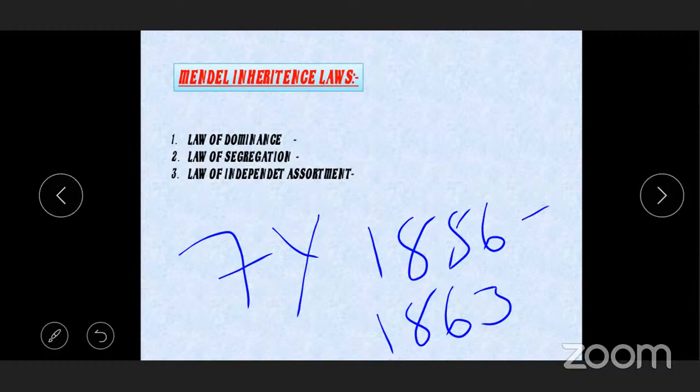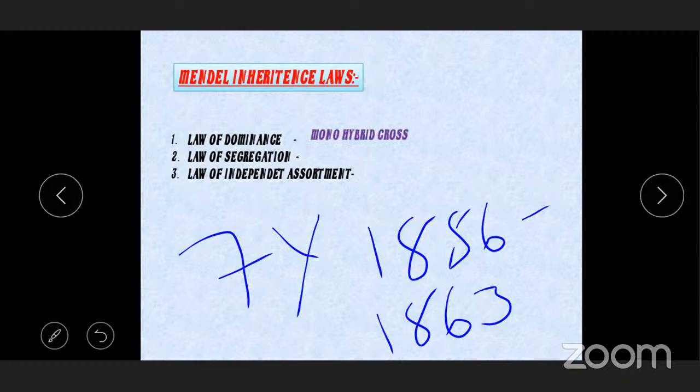Based on his experiments, Mendel proposed 3 inheritance laws. Those are the law of dominance, the law of segregation, and the law of independent assortment. How many laws are there? 3 laws. Who proposed these 3 laws? Mendel. These 3 laws are also known as inheritance laws.